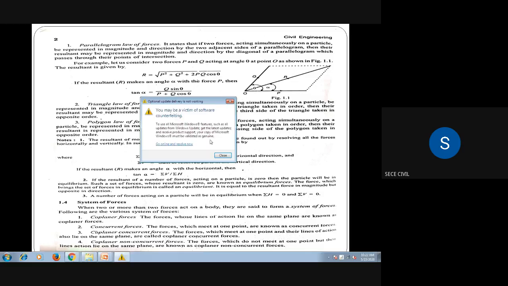But in the triangle law of forces, two forces acting simultaneously on a particle are represented in magnitude and direction by two sides of the triangle taken in order, then the resultant force is the third side of the triangle taken in opposite order. So this is the triangle of forces.